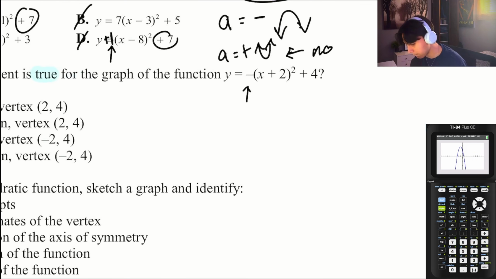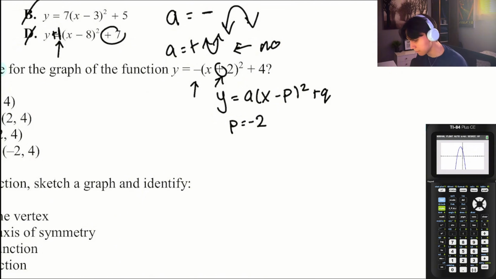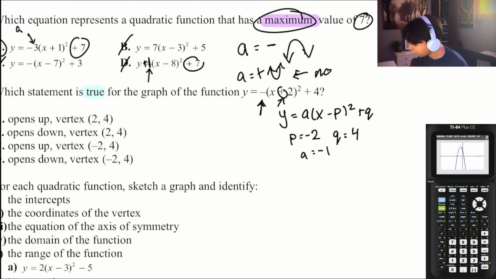Remember, our vertex form is going to be y equals a(x minus p) squared plus q. Since this is a positive 2 here, that means our p value, if we plug it into here, would give us a negative 2. So our p is negative 2 since we have a plus sign. And our q value is equal to 4. And our a value, the one in front, in this case right here, is going to be negative 1. So let's look at the options here.